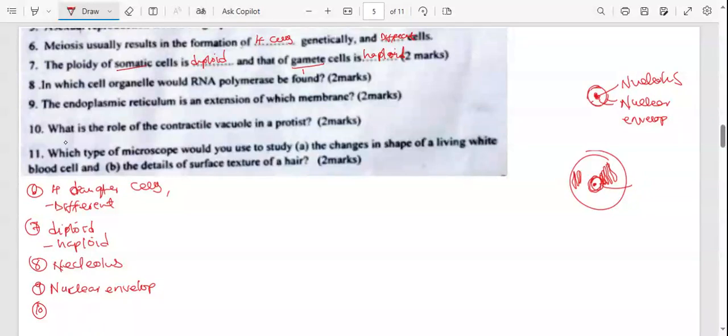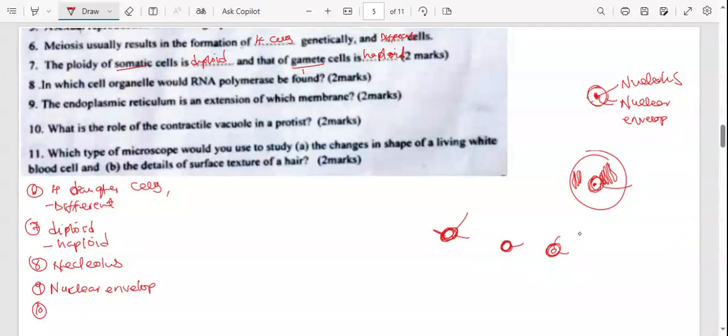Then question 10 says, what is the role of the contractile vacuole in protists? So protists are just single-celled organisms. So this is a single cell. These are found in water, most water bodies, let's say swimming pools, streams, everything like that. They are single-celled and they are eukaryotes, so they have something more like a vacuole. They are always in water, but what prevents them from bursting, because cells will gain water when they are put in water?